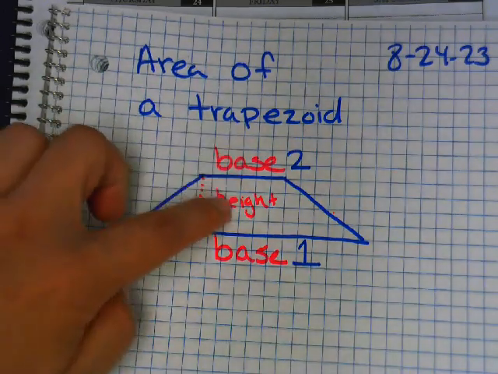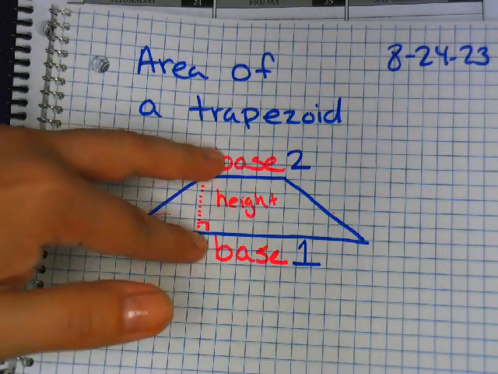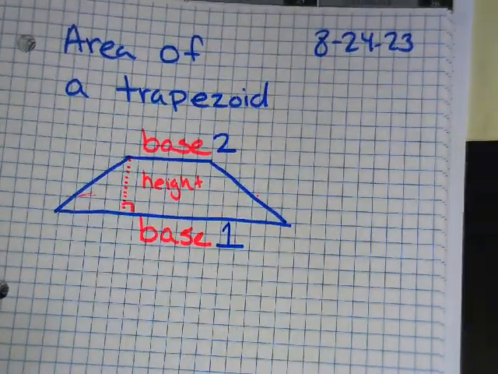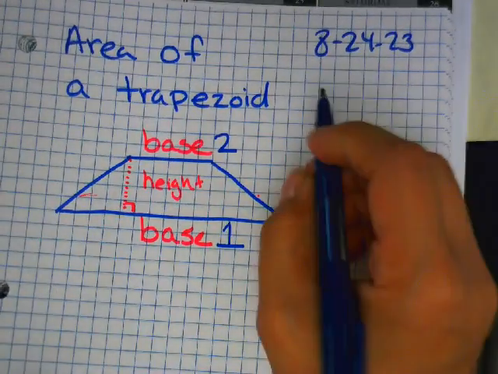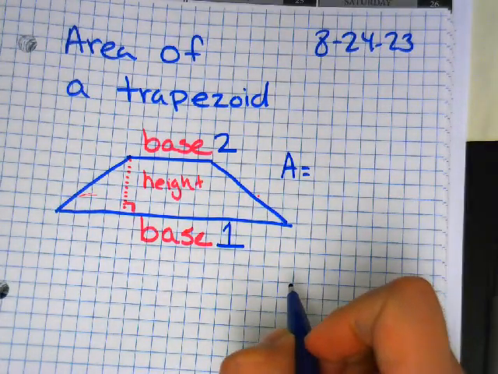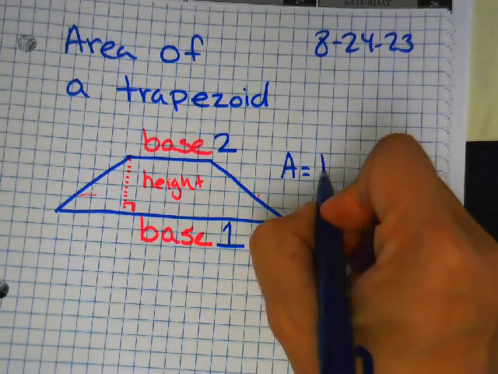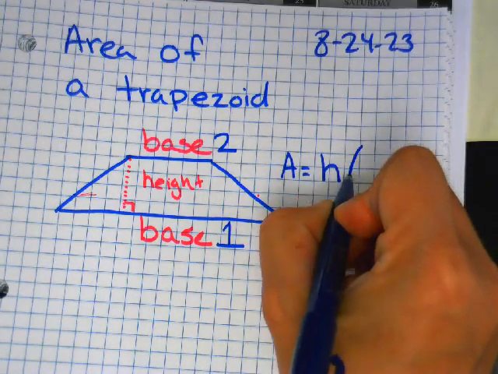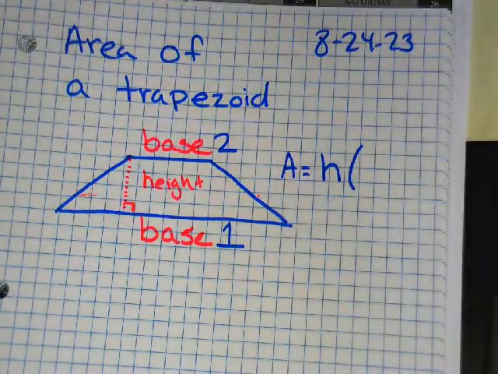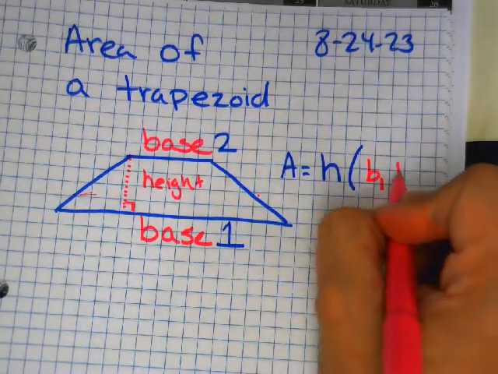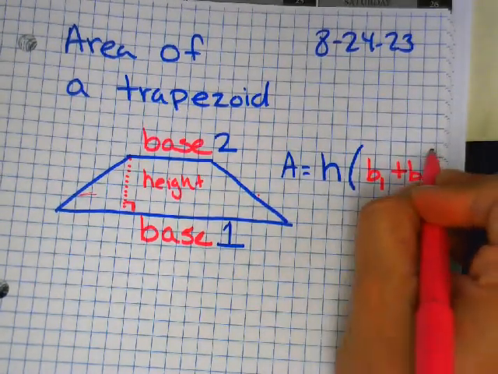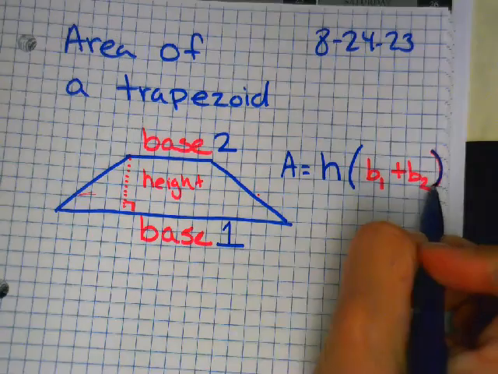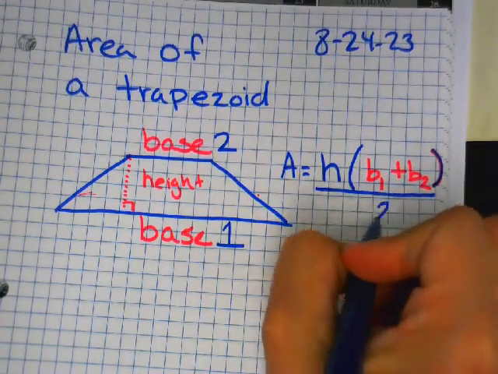So there's 3 parts to this trapezoid: your two bases, and then your height. Those are the 3 parts. All right, so now we get to learn the formula. Area is equal to your height, which we use an H for, multiplied by parentheses, base 1 plus base 2 inside the parentheses, and then we're going to divide by 2.